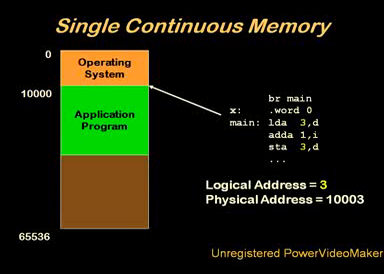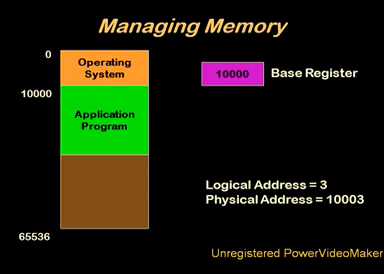Although that was done in some of the original operating systems, a newer technology depends on a little bit of help from the hardware, and this is what's used today. We've actually seen this in PEP 8. This is where we use the base register. So, when the operating system loads our program into memory at location 10,000, it also loads the base register with the value of 10,000.